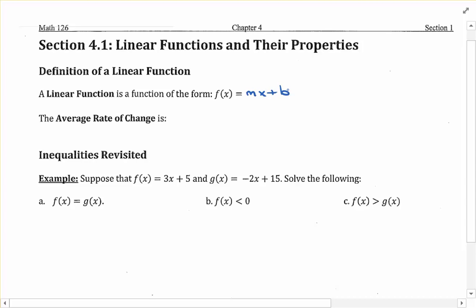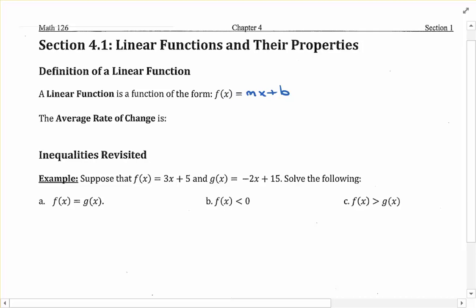So that's why I was a little sarcastic about the definition being a little bit shocking or earth-shattering, because it should look very familiar to you. What this expression is, mx plus b, of course, that's the slope-intercept form of a line. If you think about it, f of x is notation that replaces the variable y, so another way of writing this is y equals mx plus b.